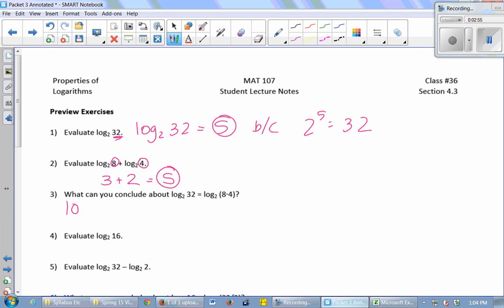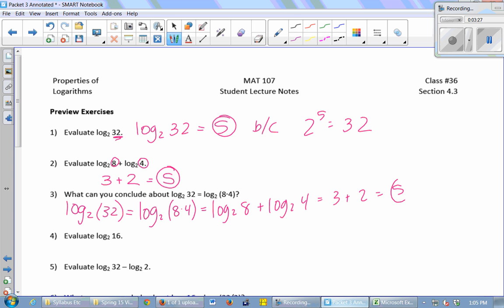So if I wanted to take log base 2 of 32, there's 2 ways I could do it. Log base 2 of 32. I could just do it directly and get 5, right? But I'm trying to demonstrate that there's this property where you could also say, well, 32 is 8 times 4. And then you can add the 2 logs. That becomes log base 2 of 8 plus log base 2 of 4. 3 plus 2 is 5.